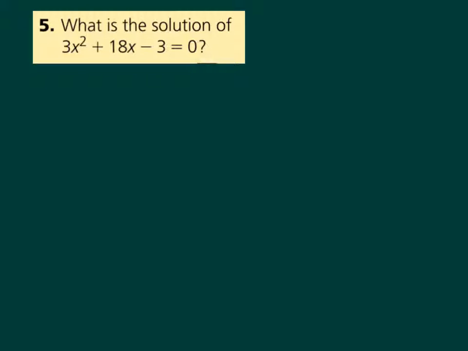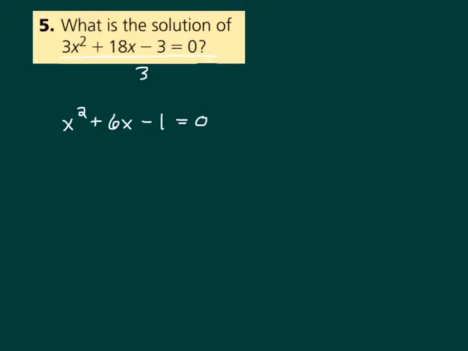To solve this problem using completing the square, the first thing we have to remember is what I said about the leading coefficient. What did I say about the leading coefficient? The leading coefficient must be 1. So I'm going to divide the entire equation by 3, which is going to leave me with x squared plus 6x minus 1 equals 0.